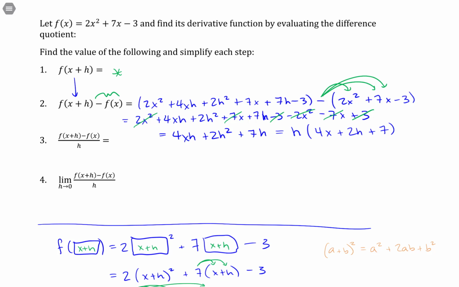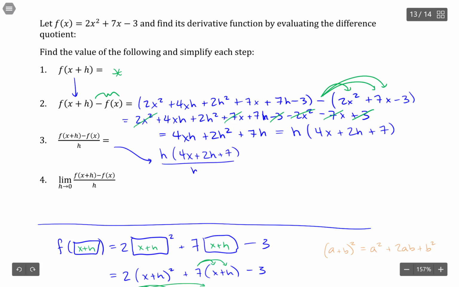Now, in step 3, what they want me to do is to take that result and divide it by h. So there's this h in the numerator and the denominator which cancel, and therefore I'm just left with 4x plus 2h plus 7. So that's the answer to part 3.